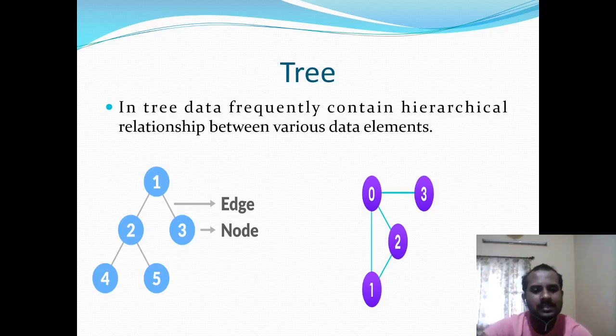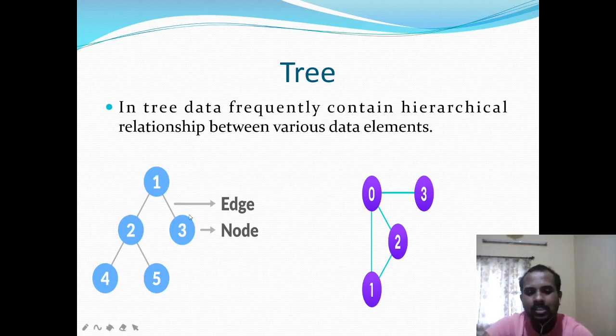Next one is trees. In a tree, the data are arranged in a hierarchical format. This is the representation of a tree. In trees we have a parent and child relation, where you have n minus 1 edges. What is n? N is the number of nodes: 1, 2, 3, 4, 5.